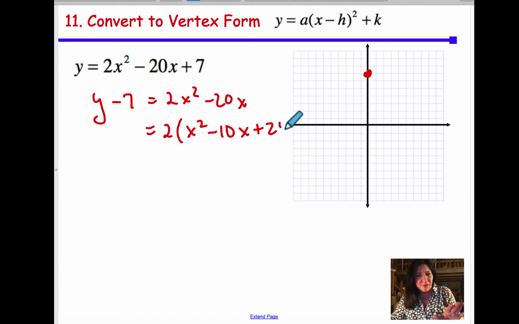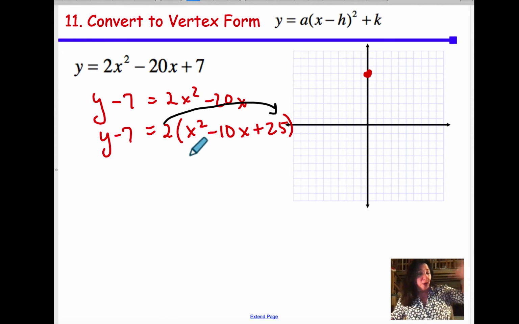So I'm going to add 25 to both sides, but realistically, I'm not adding 25. Remember that if I factored out that 2, that has to go back in when I add to the other side, because that's actually on the right 2 times 25. So what I'm adding to the left side is 2 times 25, which is 50. Whoa. And so 50 minus 7 is 43.